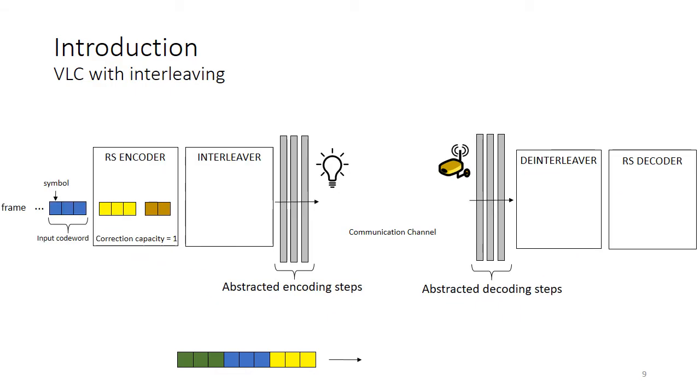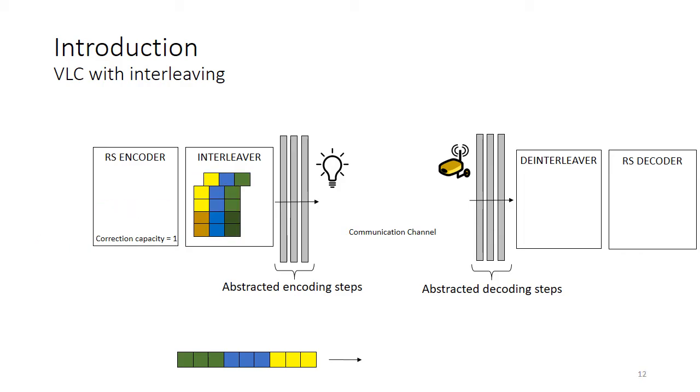Now the process will be repeated for a VLC system with interleaving. As the code word leaves the RS encoder, it is written column-wise inside the interleaver block. And then it starts to send data by reading symbols in a row-wise fashion. The mixed symbols are sent through the communication channel. And as they reach the receiver, they are stored inside the deinterleaver, which is responsible for unscrambling the data.